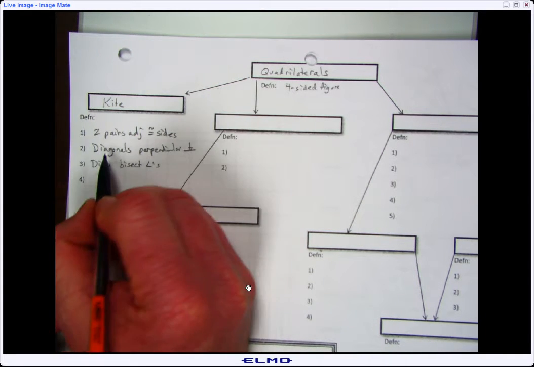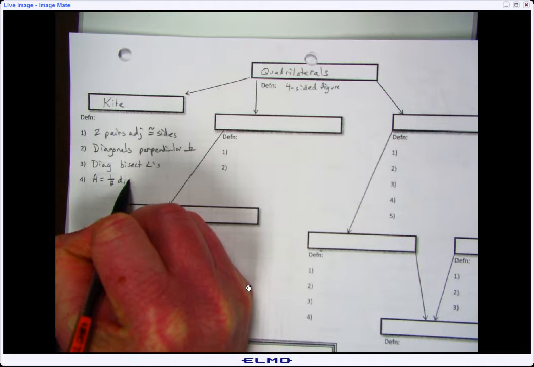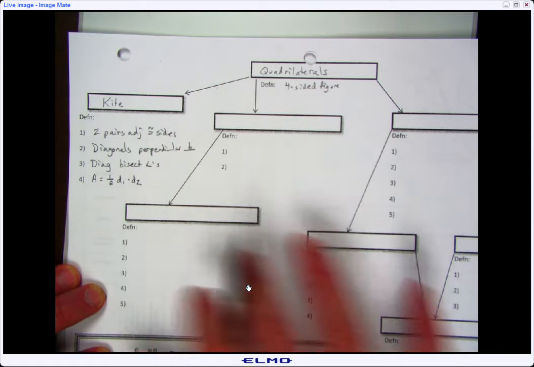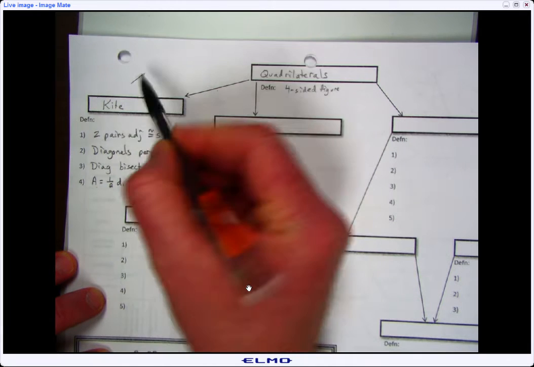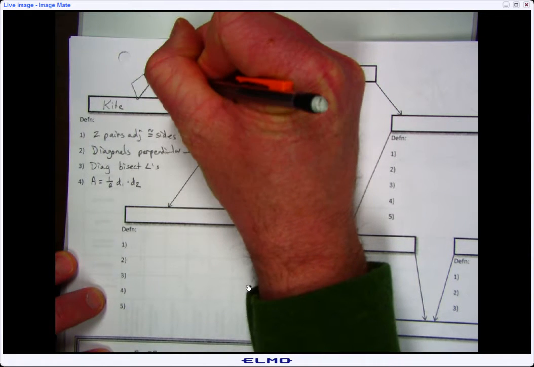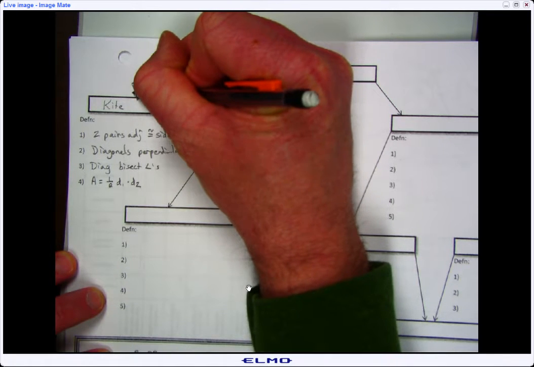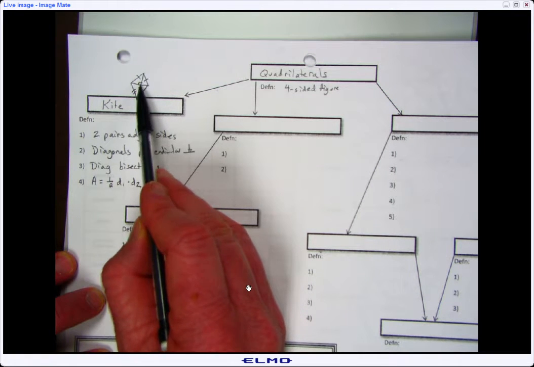And then there's a formula for the area of a kite: 1/2 diagonal 1 times diagonal 2. And we will get to area of each of these individual shapes later on. This is sort of the intro. You might just want to have a quick visual, especially the congruent consecutive, so these are the adjacent congruent sides, and then the diagonals perpendicular.